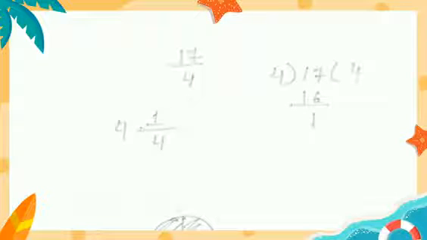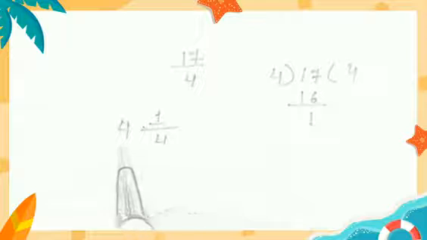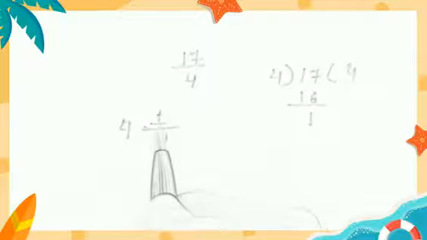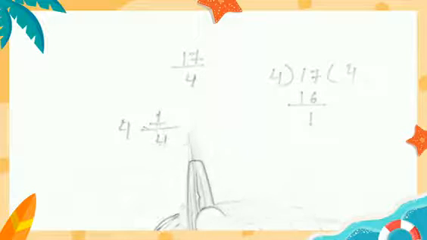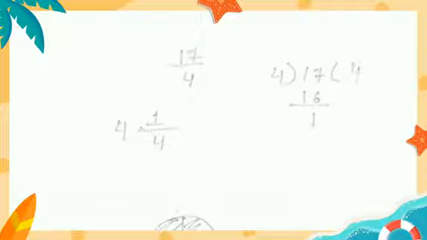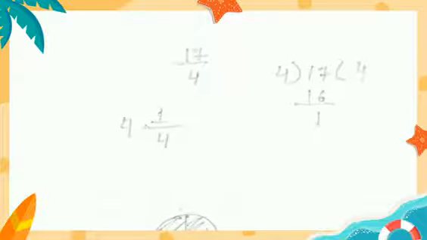You can verify it. 4 4s are 16. 16 plus 1 is 17. 17 by 4. So your conversion method is right. I hope you have learned what a fraction is, the types of fractions, and how to convert a mixed fraction into an improper fraction and an improper fraction into a mixed fraction.